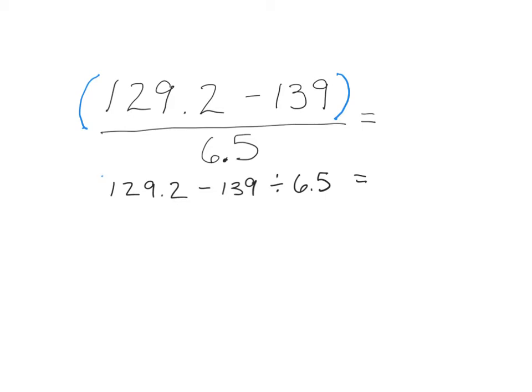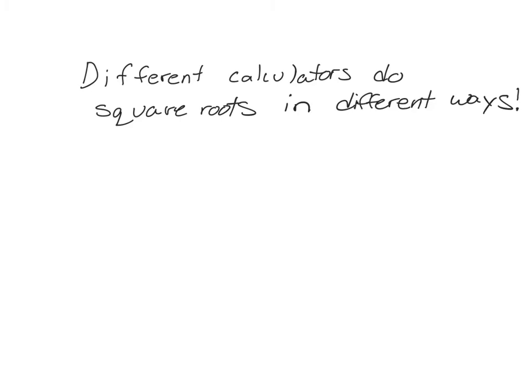So here's a case where you do want to enter parenthesis 129.2 minus 139, the numerator, divided by 6.5. And if you enter it in like that, you should get negative 1.51. A note about calculators and how they do square roots before we go on to the next slide.